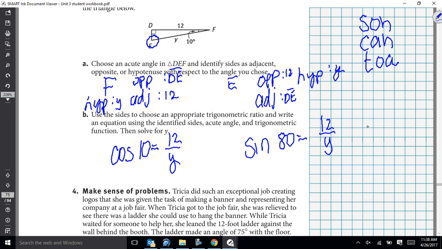Yes. And so we need to get the y out of the denominator. Right now it's divided by y. So how do we undo that? Multiply both sides. And that gets y out of the denominator. So are we done?